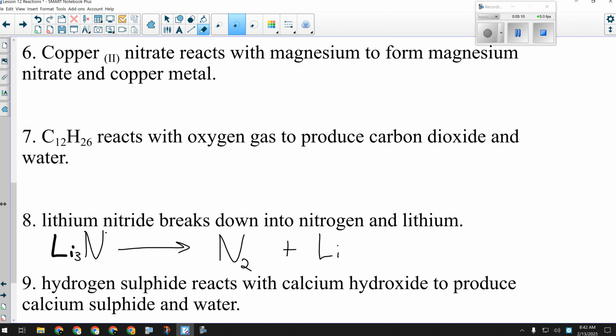It's a decomposition reaction, right? I have one reactant. It's breaking down into two elements. All right, so yes, that is a decomp reaction. Is it balanced? It is not. All right, what should I balance first?